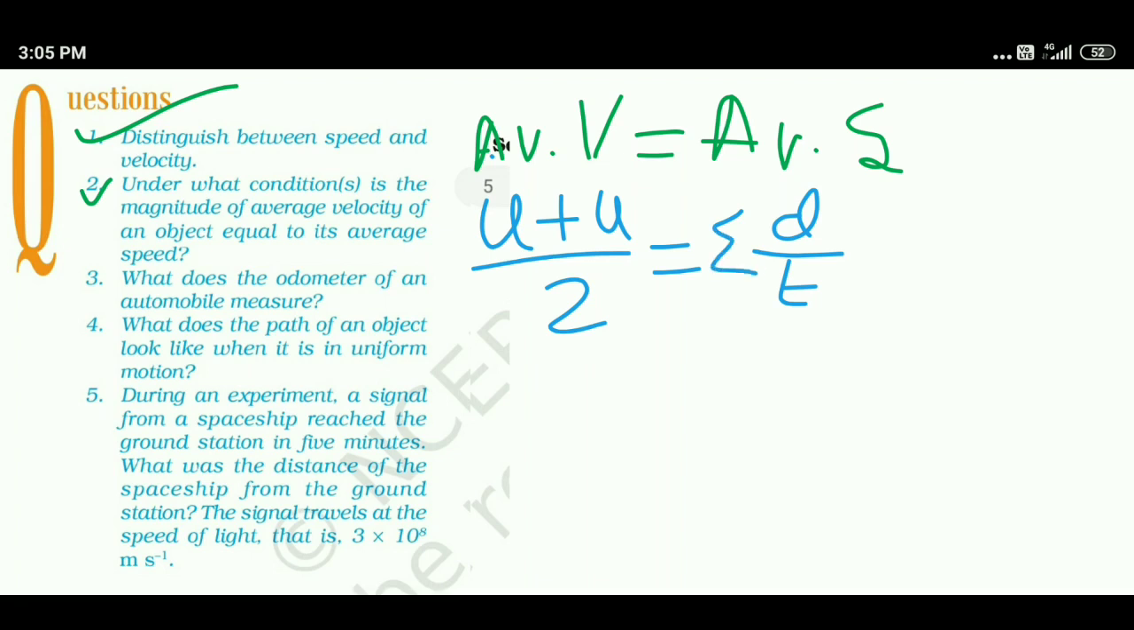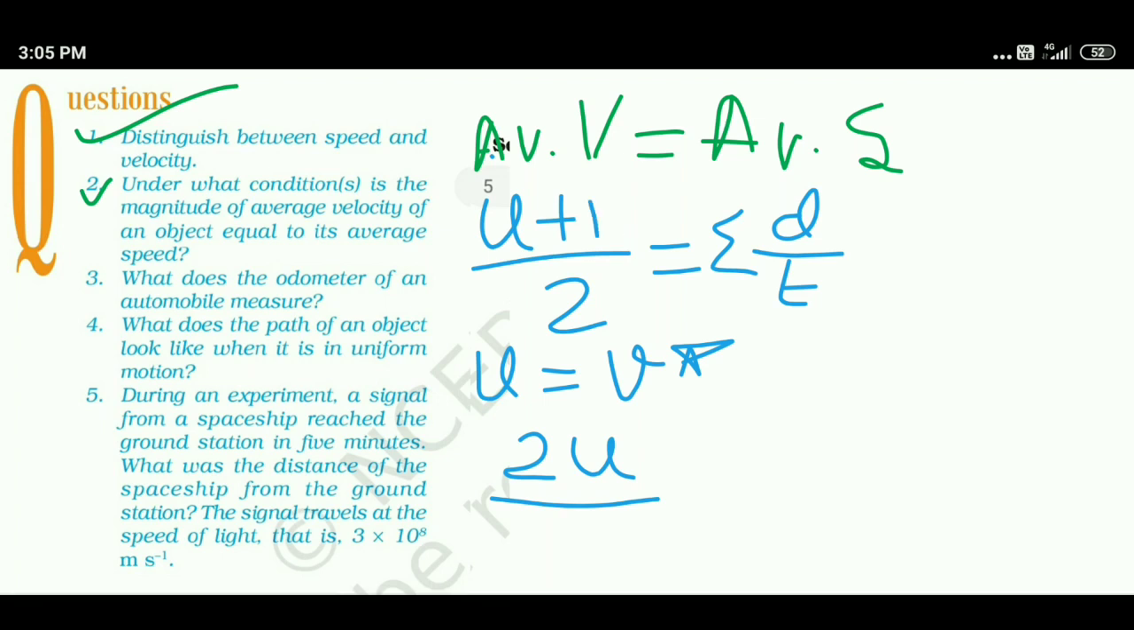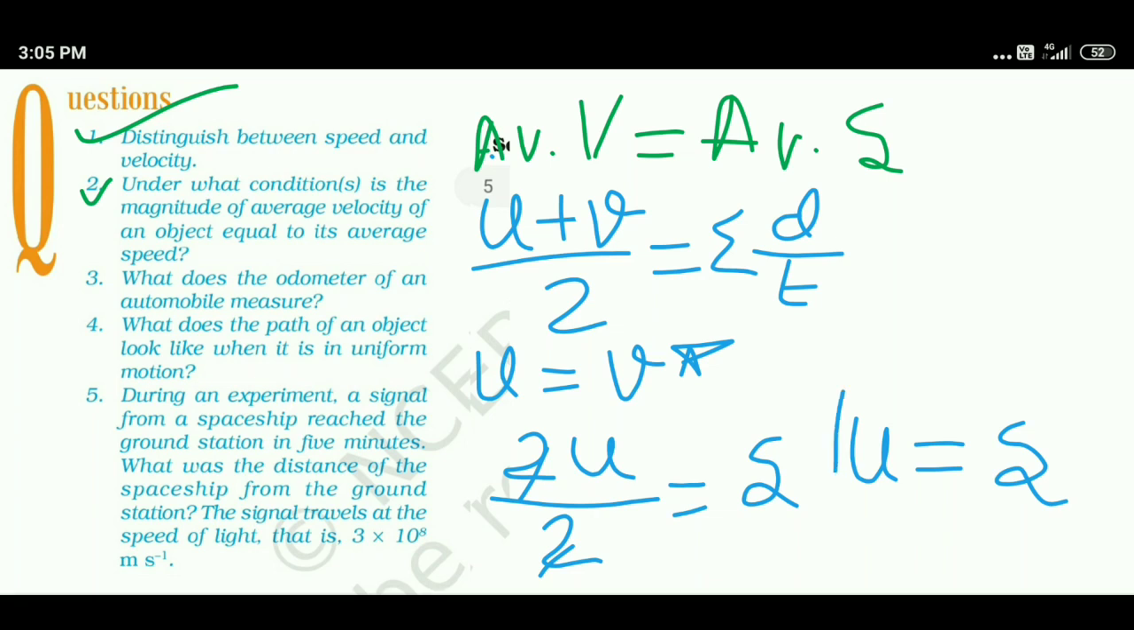Summation is also the symbol of total. Now u plus v: suppose, for instance, u and v are equal, this is a case that I consider. Okay, so what will happen? It will become twice u, u plus u. Here both are looking the same. Twice u, or here distance by time, again I am writing speed. Both things are the same, so that will cancel and here I conclude that u is equal to s.